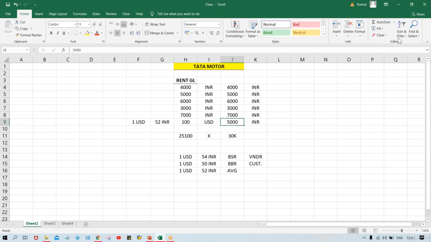So that's all in this session, guys. In the next sessions, I'm going to show you practically how to configure these foreign currency settings.